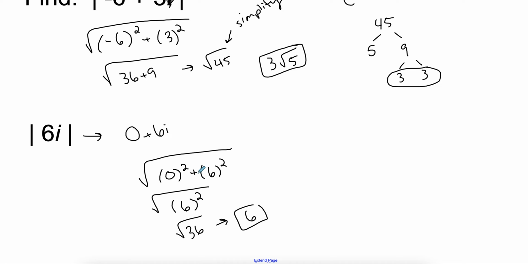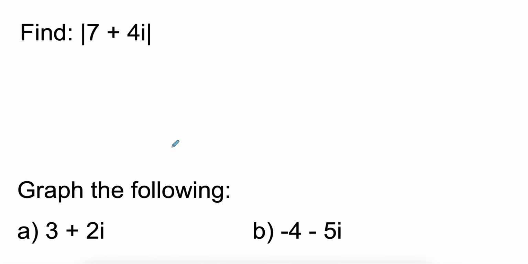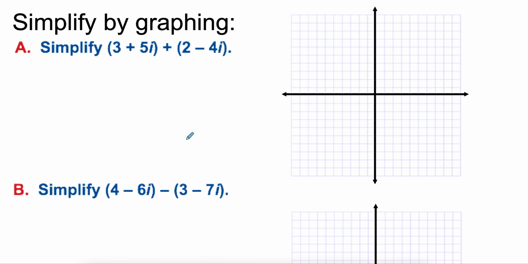All right. So I'll show you one more way to do things with these. We're going to simplify these by graphing. In the last lesson, we learned to just add these like normal. Okay, so I'll show you that first. Parentheses don't really make a difference when we're adding. So 3 plus 2, that's a 5. And then we add the complex parts, 5i plus negative 4i. That'd be a positive 1i, or just an i.